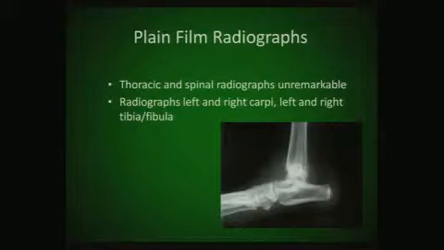So some radiographs were taken, thoracic and spinal radiographs. They didn't find any abnormalities. Radiographs of multiple joints showed articular effusion, intra-articular effusion, and there was no evidence of subchondral bone loss, so consistent with a non-erosive polyarthropathy.